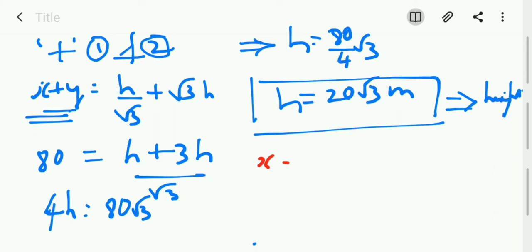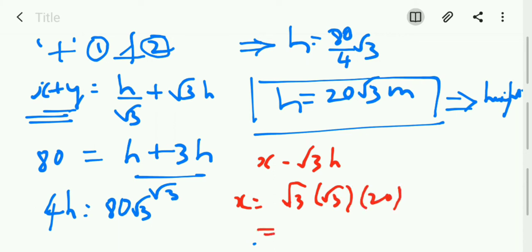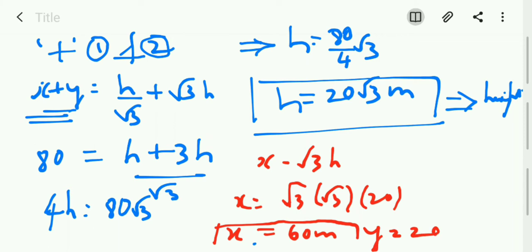Now what was X? Root 3 into H. So X is root 3 into 20 root 3, which is root 3 into root 3 is 3, and 3 into 20 is 60 meters. If X is 60 meters, then Y is 20 meters, because X plus Y is 80. Correct, right? If X is 60, Y should be 20 meters. Easy. So this is how the sum goes.